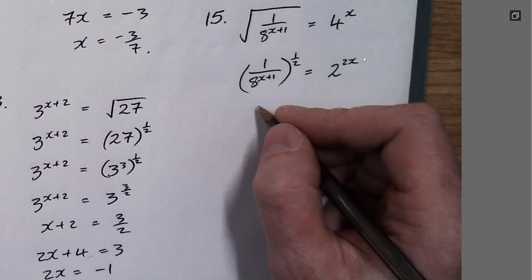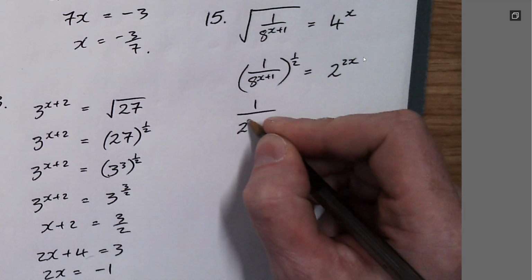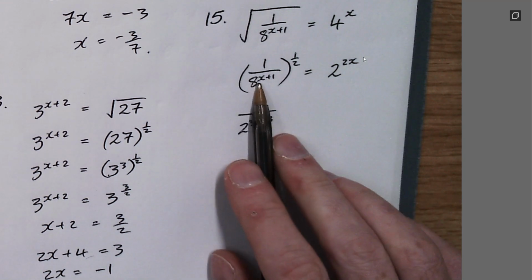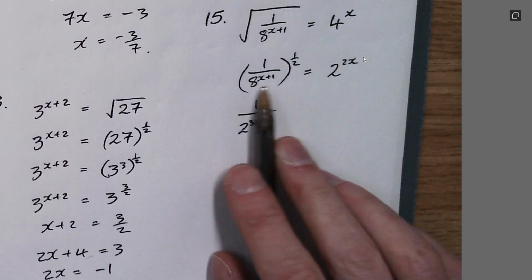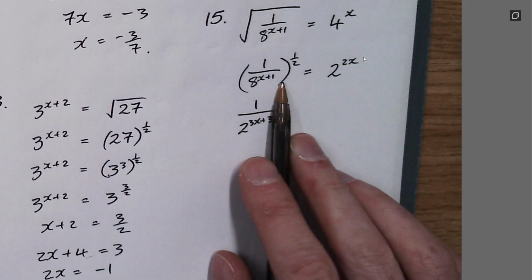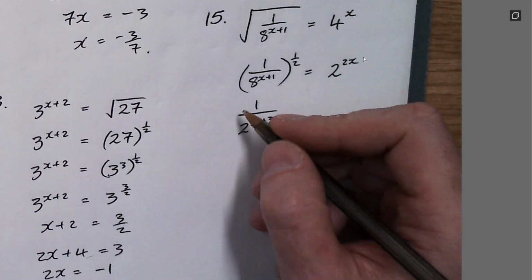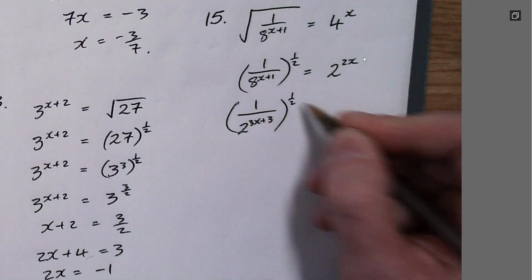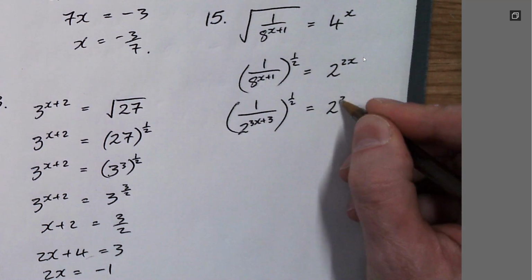So you have 2 to the power of 3x plus 3. Then you write it carefully: 3x plus 3 is because it is 2 to the power of 3 times x plus 1, so you have 3x plus 3. Okay? To the power of half, equals 2 to the power of 2x.